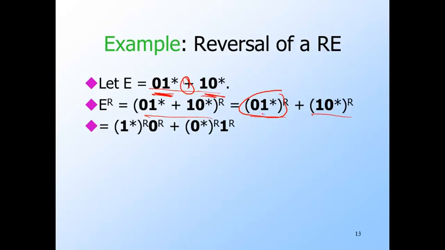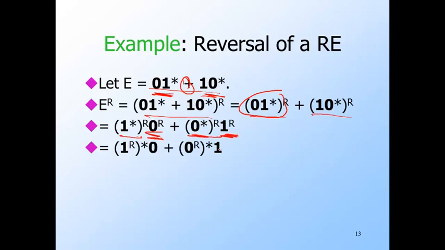So the way we reverse a concatenation is to reverse each of the component expressions and put them in reverse order. So 0, 1 star, its reverse is 1 star reversed followed by 0 reversed. The other expression, 1, 0 star, which must be reversed, is handled the same way. It's 0 star, and we have to reverse that, followed by 1, which we must reverse.